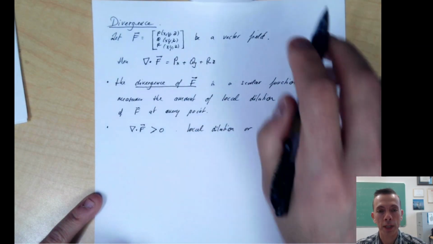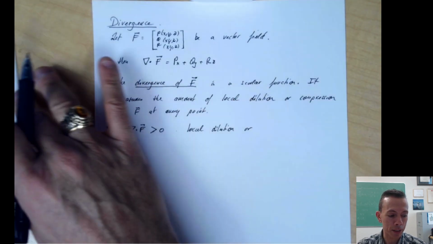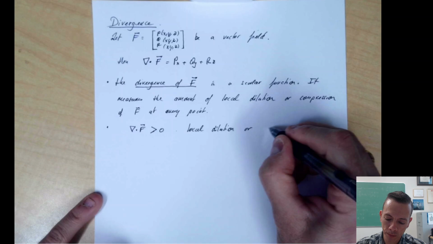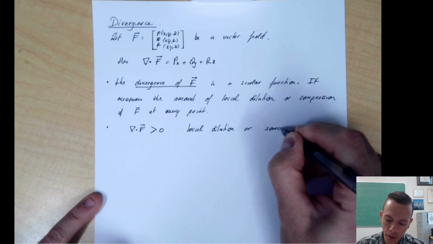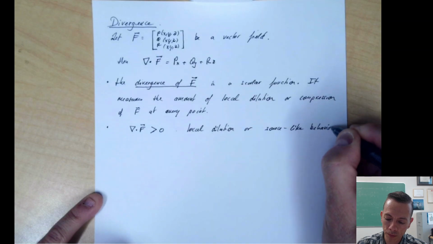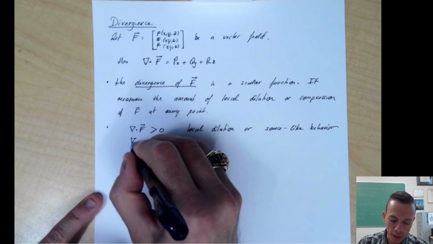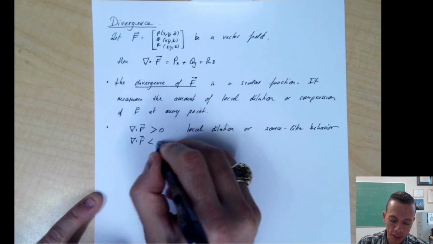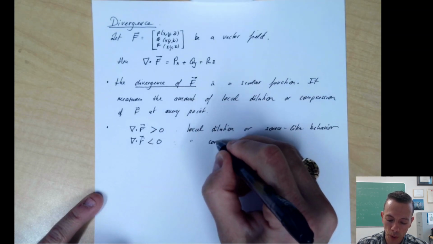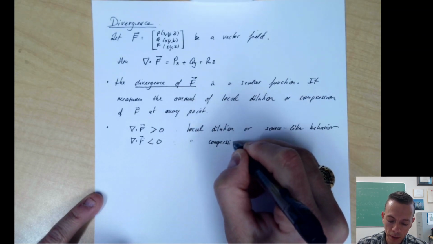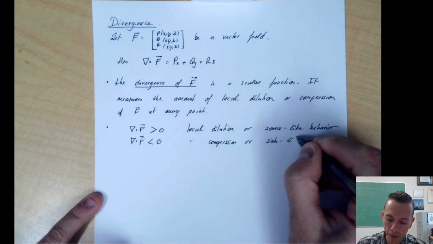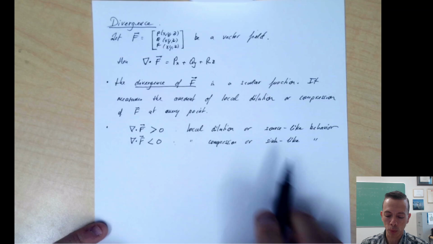Another way of visualizing if the vector field is dilating, it means that at that point it looks locally like a source. So it has a source-like behavior. And conversely, if the divergence is negative, that means you have a local compression or a sink-like behavior at that point.